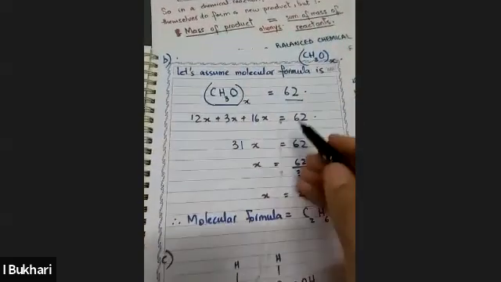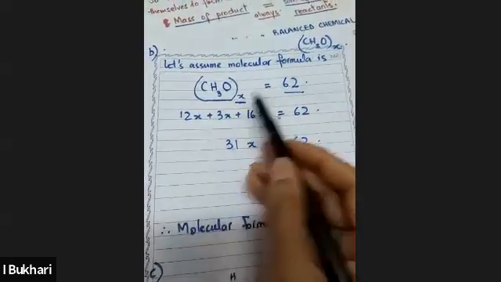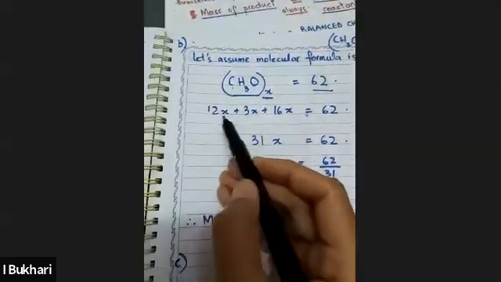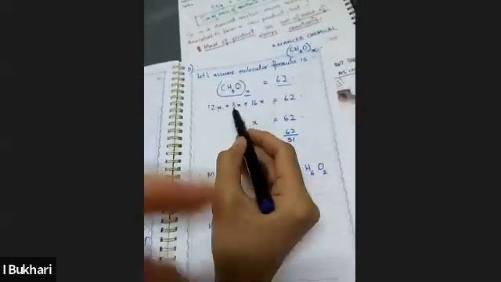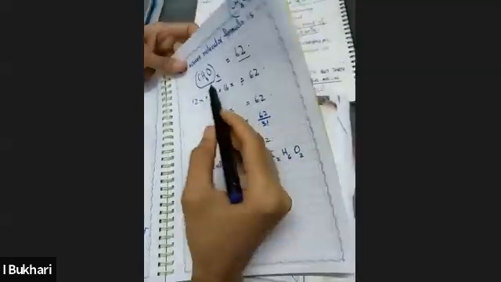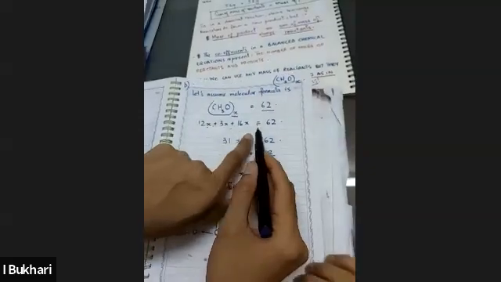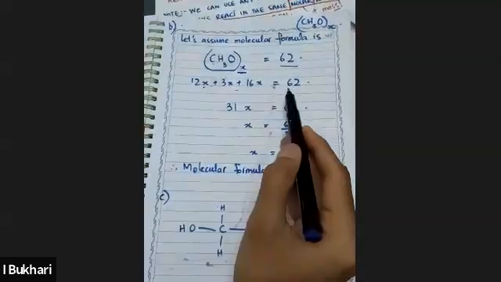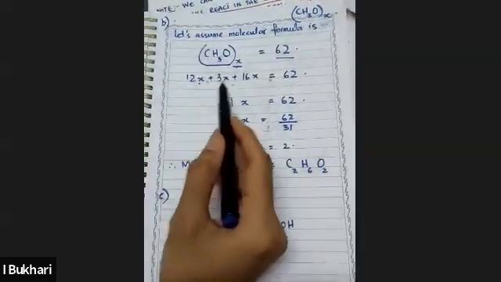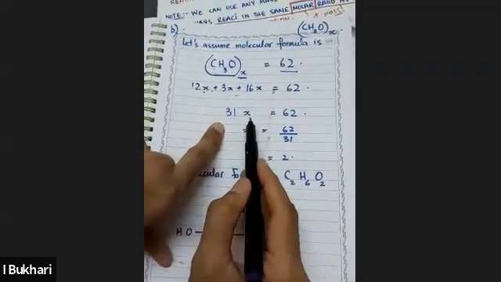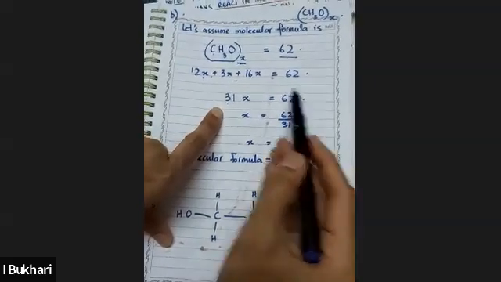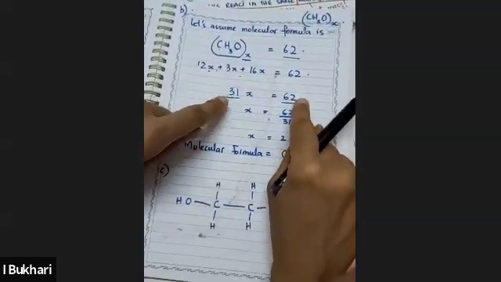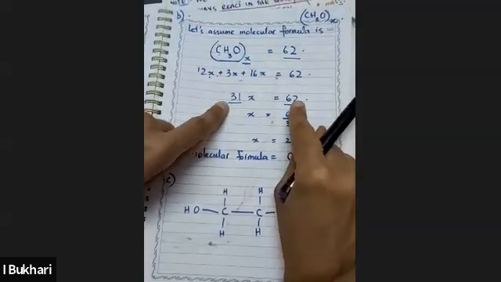So I assume that it is X because I don't know. Mass of carbon is 12, so 12x. Mass of one hydrogen atom is 1, so 3x. Mass of one oxygen is 16, so 16x. Total should give me 62 because that's the molecular mass given in the question. Now I added all of them up and I got 31x is equal to 62. So it is clear that the empirical and molecular formulae are not the same. Otherwise, their masses would have been the same.